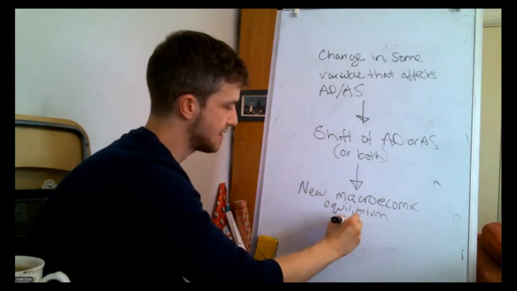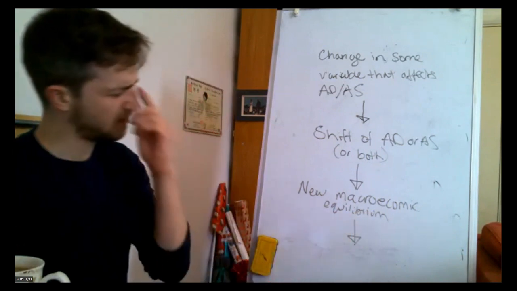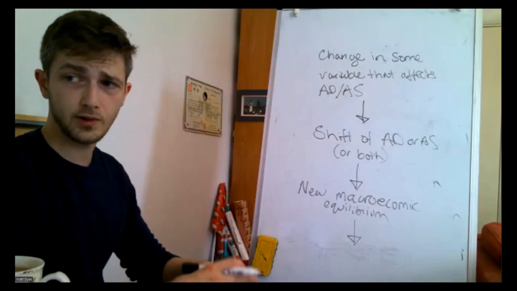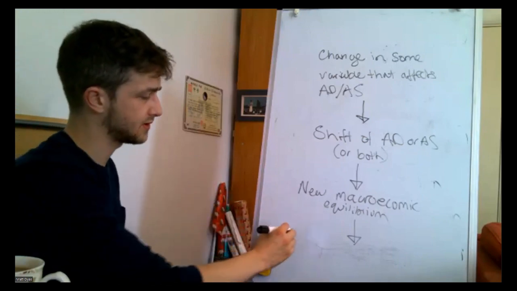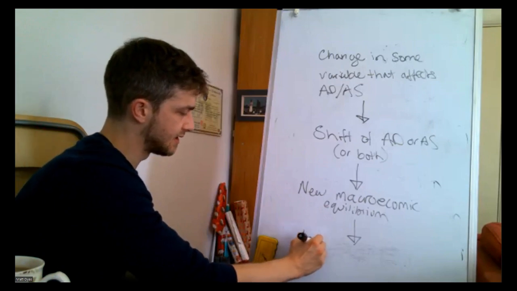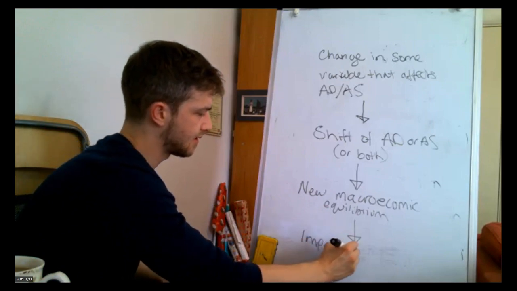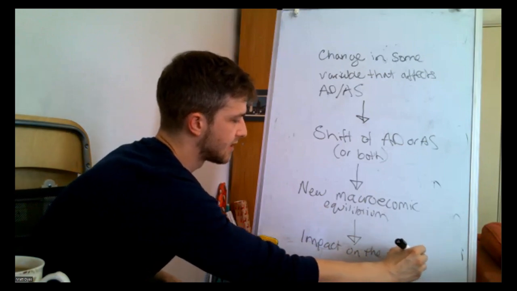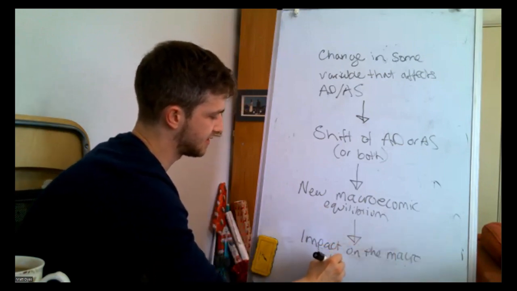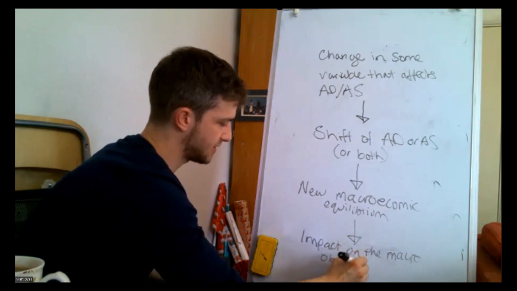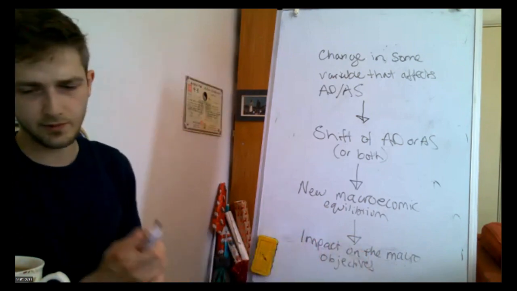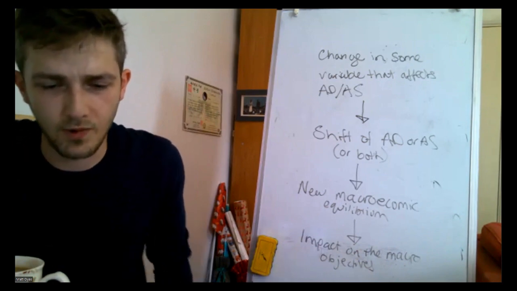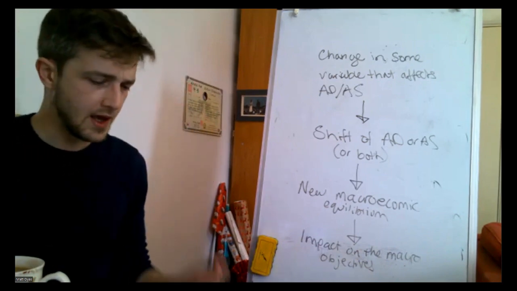Here's a key step that maybe isn't quite so important in micro as in macro. This final step is an impact on the macro objectives. And why do I say this is a key step? What is it that makes me think this is a really important part of what we want to do with the AD/AS diagram?